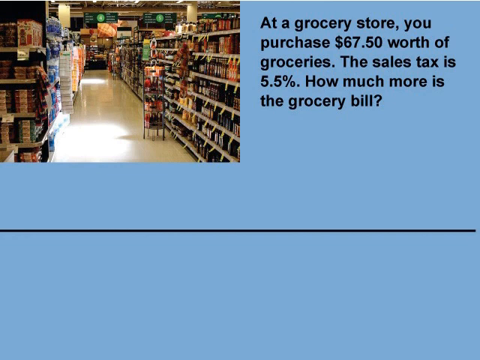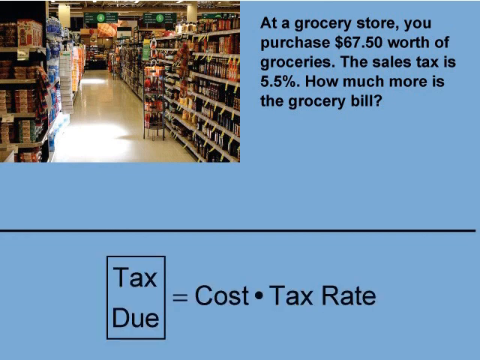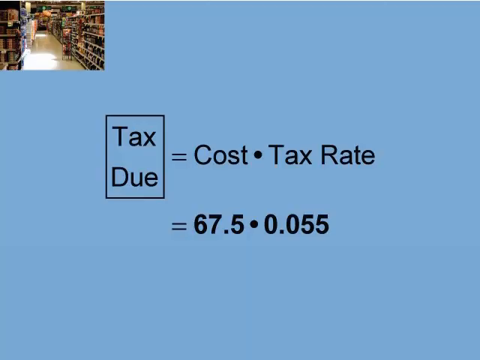The percent formula for calculating tax is shown here. The cost shown in the formula is the pre-tax amount. The tax rate is usually written as a decimal. Let's plug in the values into the formula. The cost was $67.50, and we write it as a decimal here. The tax rate is 5.5% and is written as a decimal here.